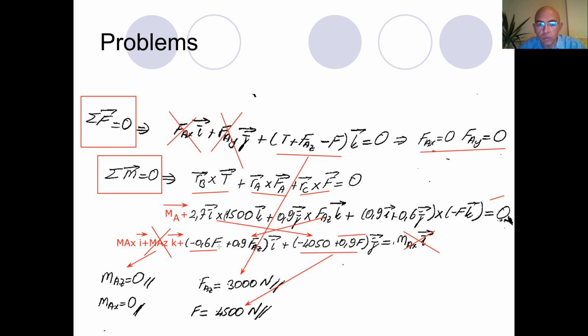Now, if you substitute it here, it is 0.6 multiplied by 4,500 plus 0.9 multiplied by 3,000, which will give you 0. So this term vanishes. This means that Max is also 0.